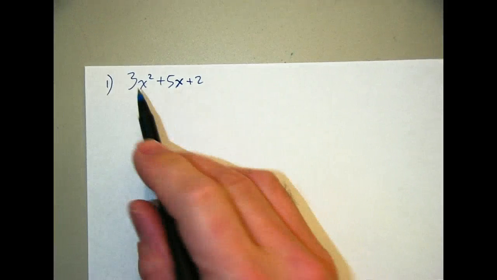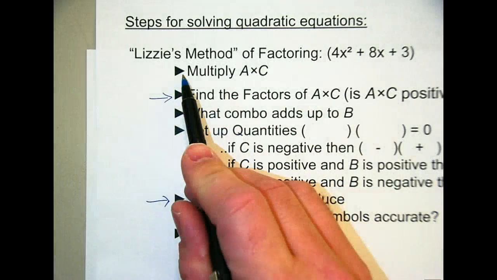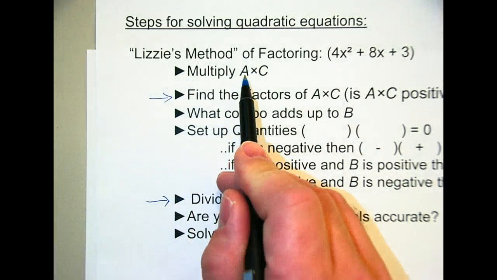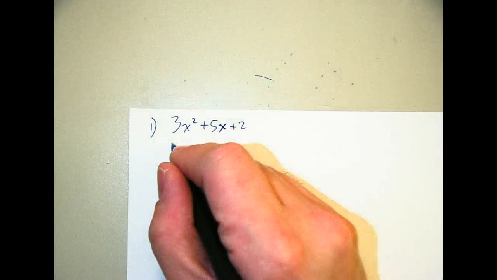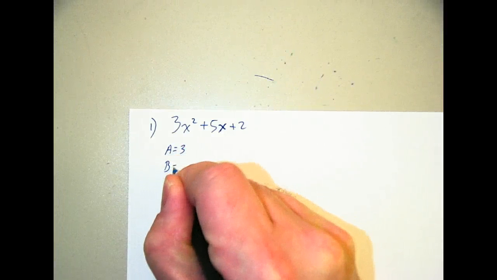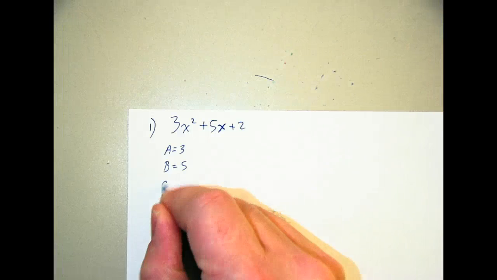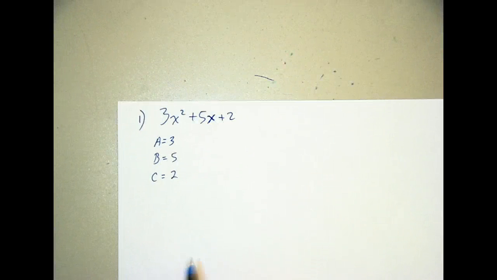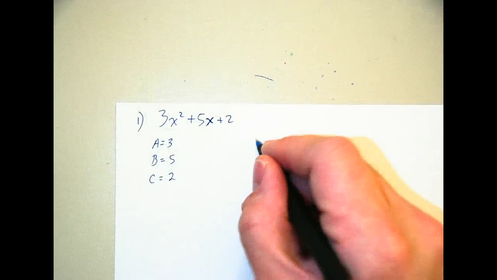But that's not the step here. When we have this a term, we've actually got to follow these steps. So if you're struggling, here's where we start. The first step is to multiply a times c. Well, what is a? 3. So if we label them, a is 3, b is 5, and c is 2. The first step is to multiply a times c.